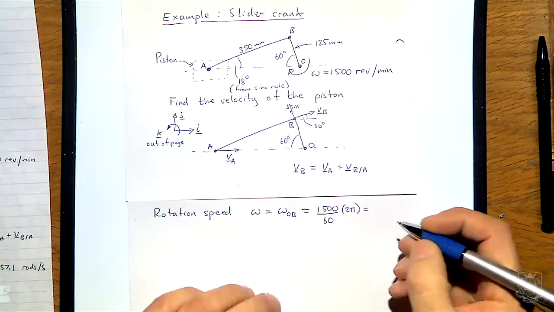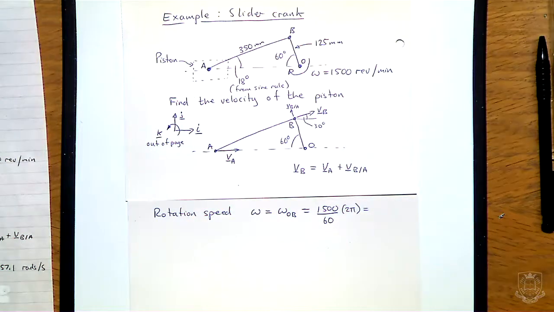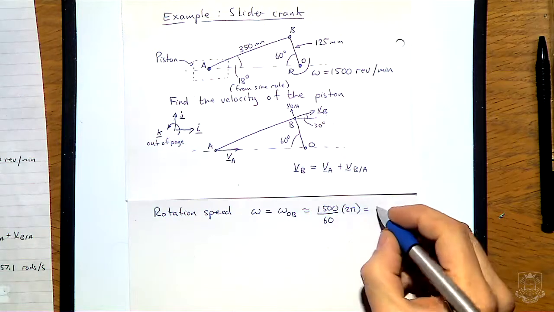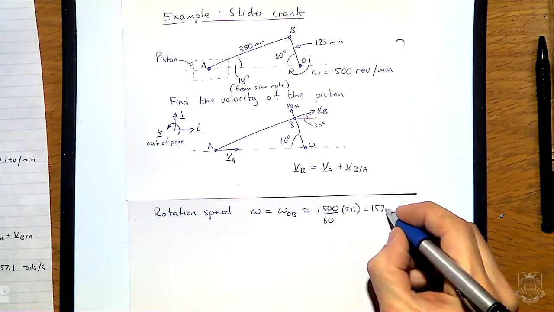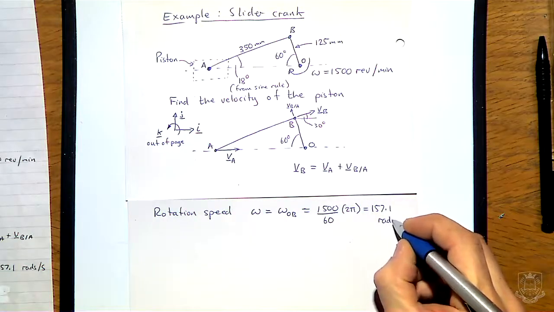And what happens if we calculate that? What do we get? What's the answer? Who's got a calculator? Perfect, yeah. 157.1 rads per second.